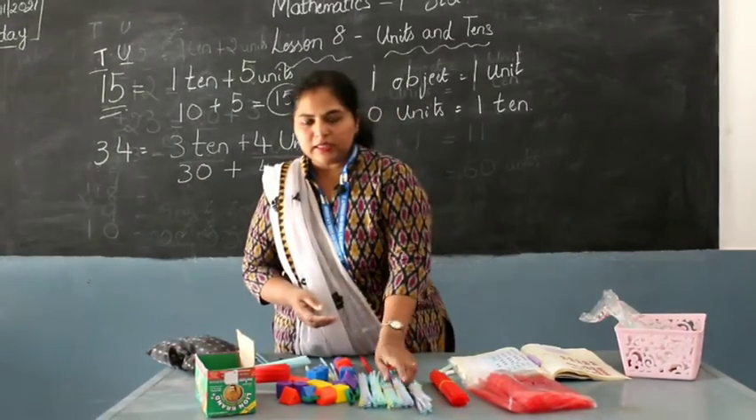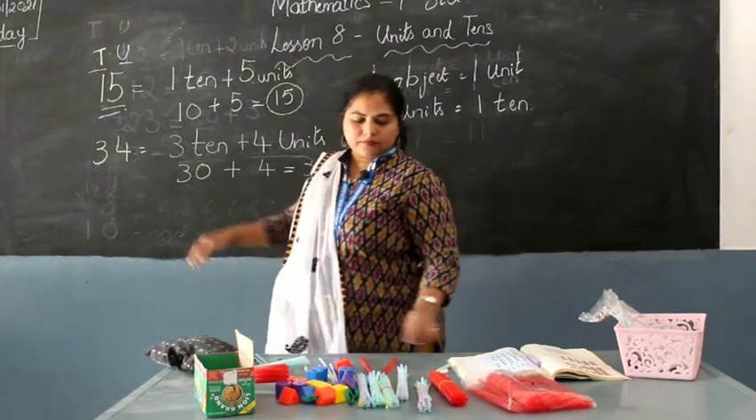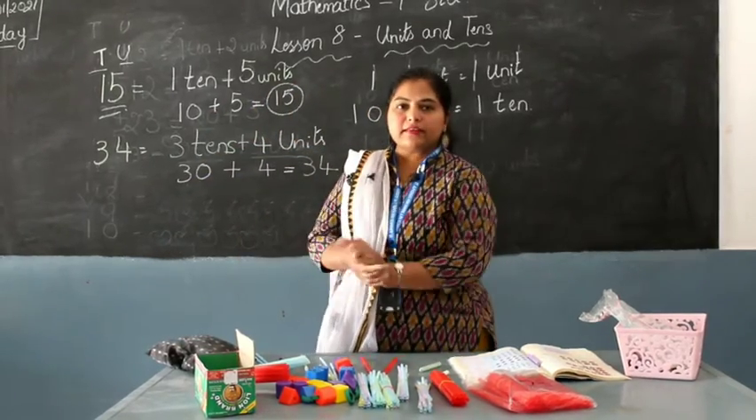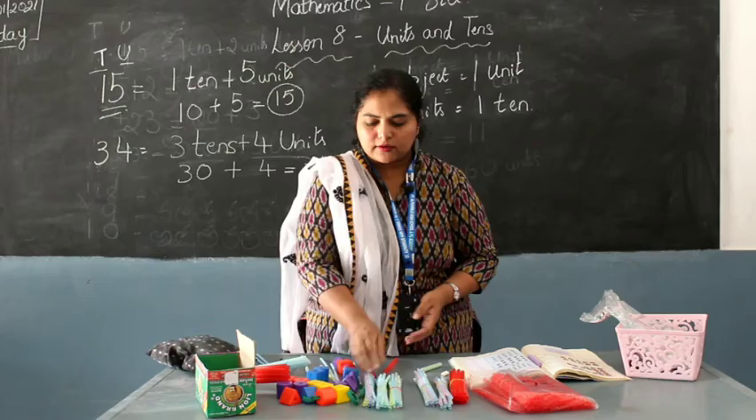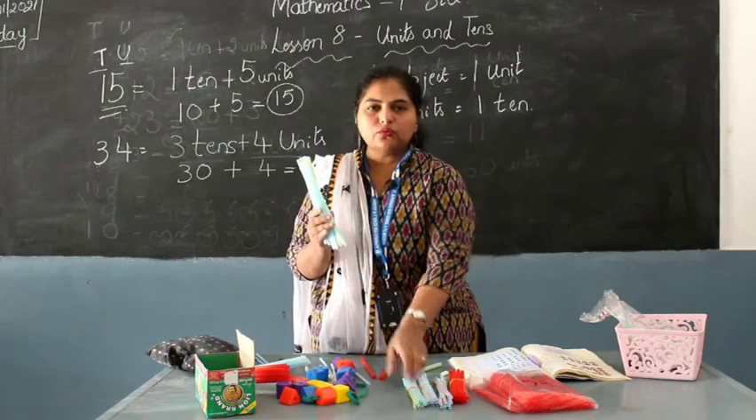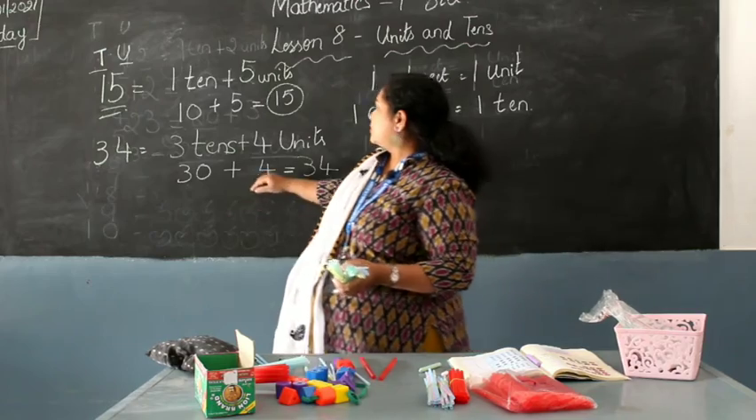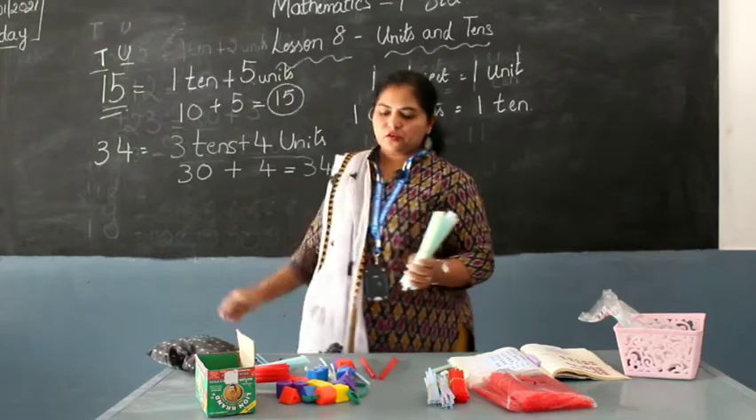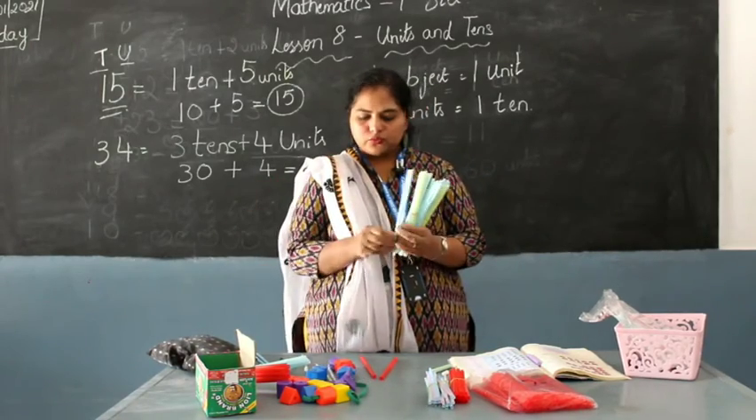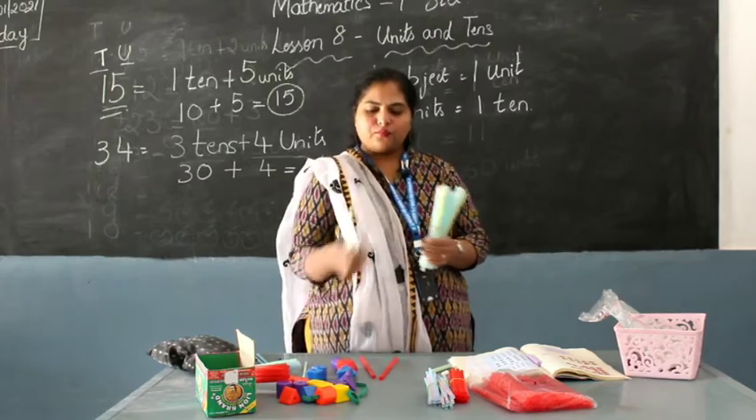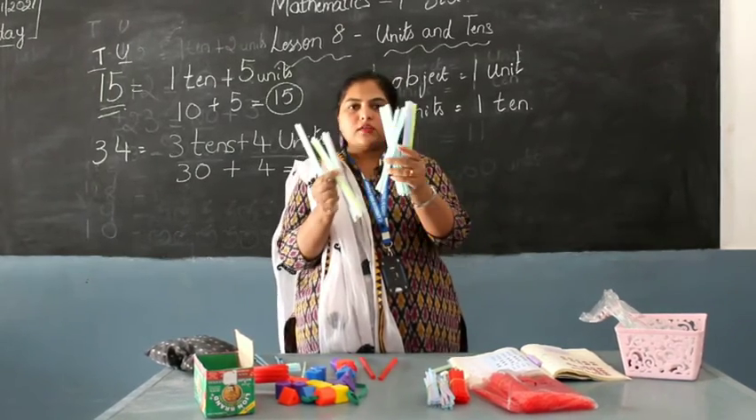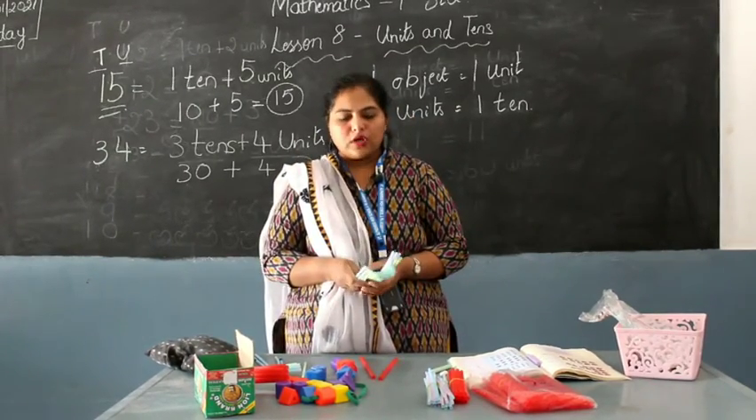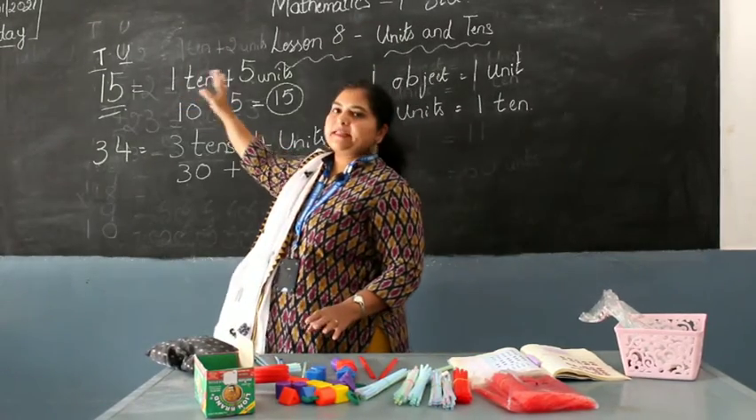So if I want 30, I have to take 3 tens. So I have a group of tens straws here. So I'll take 3 tens. 1, 2, 3 tens. And I want 4 straws more because it's 4 units. So 1, 2, 3 and 4. So I have 4 straws. So that is 3 tens and 4 straws. That's 30 plus 4, 34. I hope you all understood the concept of tens and units.